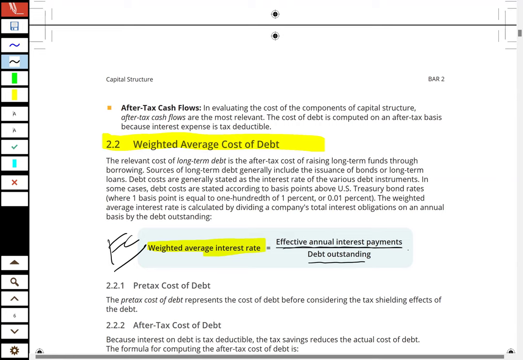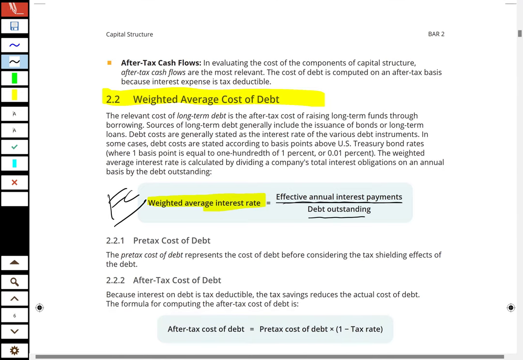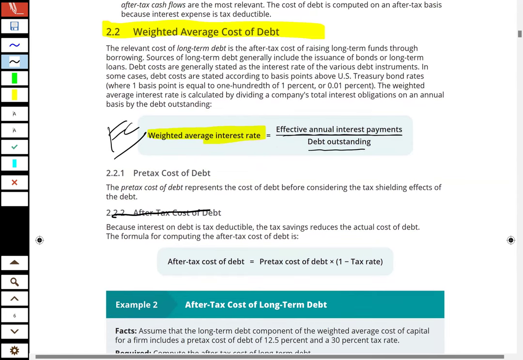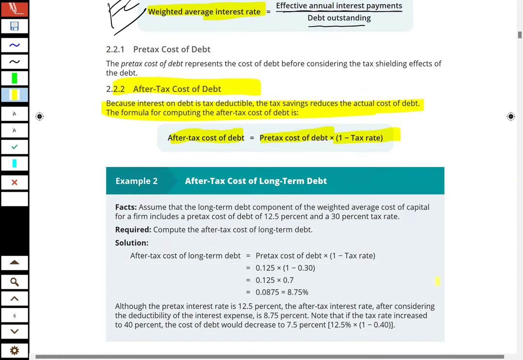And then again, remember, for debt, we're talking about the after-tax cost of debt because interest is deductible, right? And so because interest is tax deductible, we would compute the after-tax cost. So the after-tax cost is whatever the pre-tax cost was times, and we saw in the example, since the tax rate was 30%, one minus 0.3 would give us 0.7, the after-tax rate. Okay, so let's just go ahead and take a look.